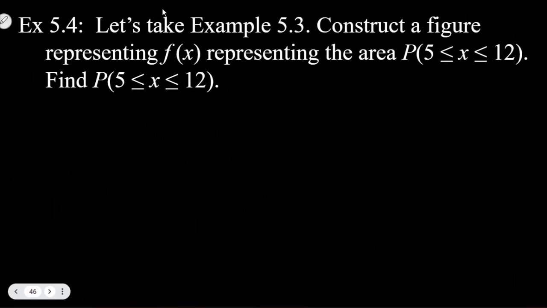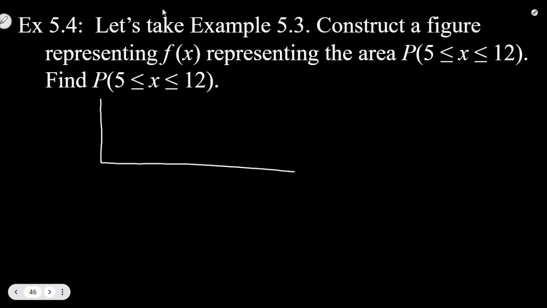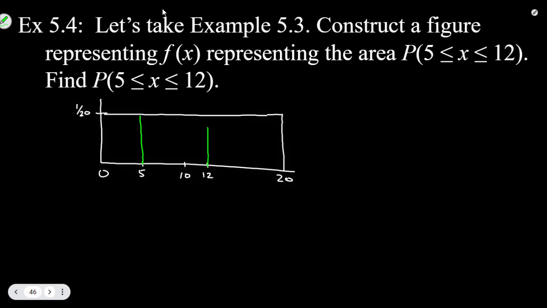Example 5.4, let's take the same information from 5.3. So 1/20th is our function, and it goes from 0 to 20. This time we're going to construct a figure representing f of x, and the area is going to represent P from 5 to 12. So let's estimate a little bit. Here's 10, so here'd be 5, and 12 would be about right here. We're going to have a lower boundary point at 5, an upper boundary point at 12, and we're looking for this area right here.